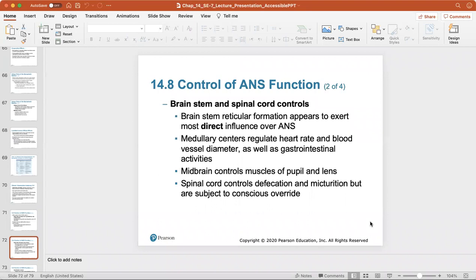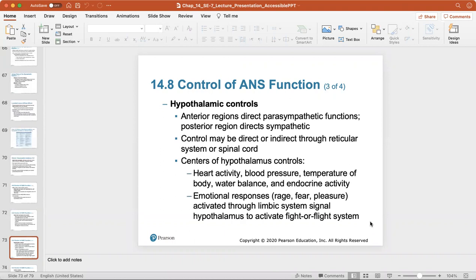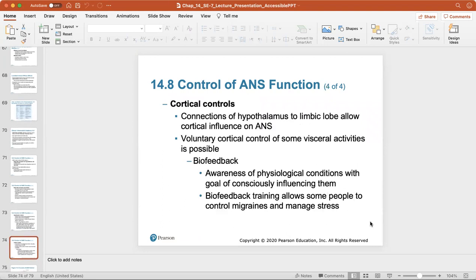The brainstem reticular formation appears to exert most direct influence over the autonomic nervous system. Hypothalamic controls, we have different centers in your hypothalamus which control different parts for heart activity, blood pressure, temperature, emotional responses. Activating through the limbic system signal the hypothalamus to activate the fight or flight system.